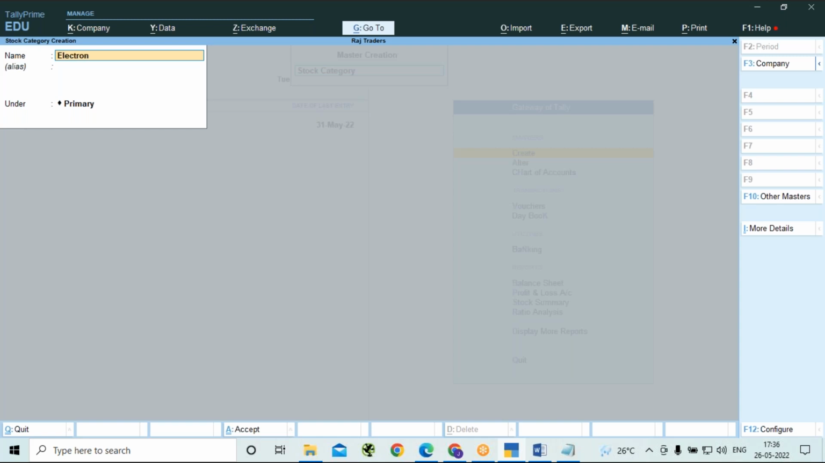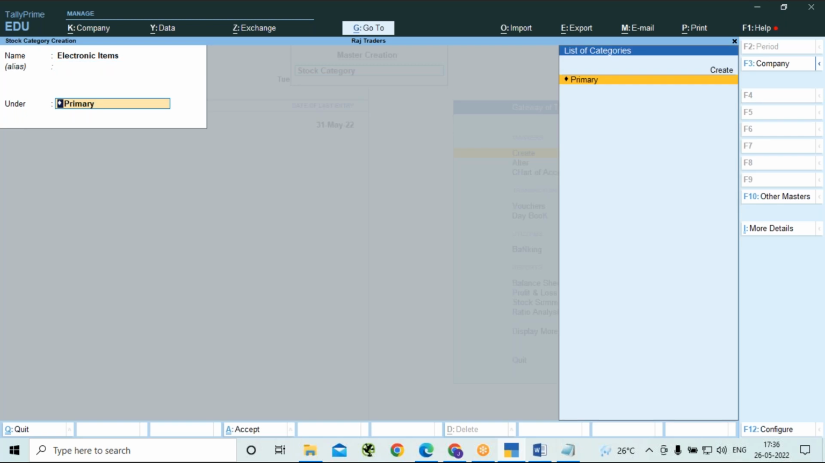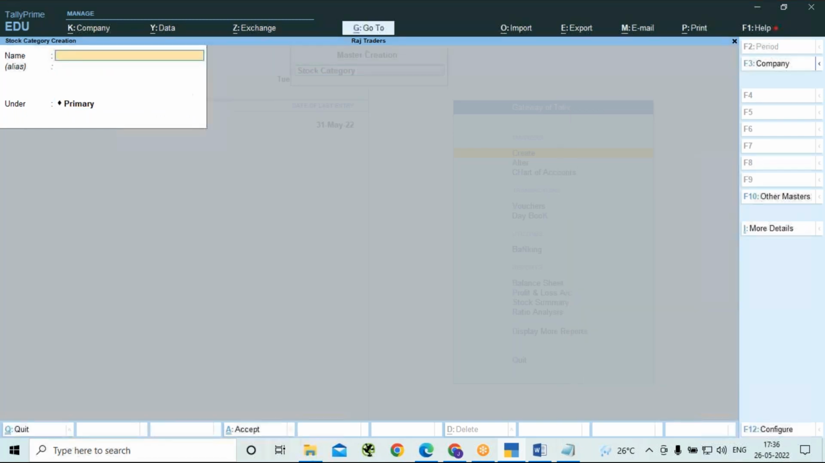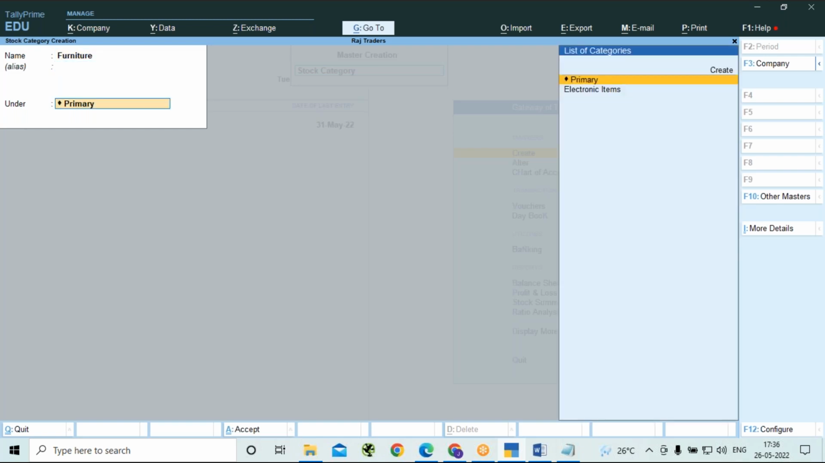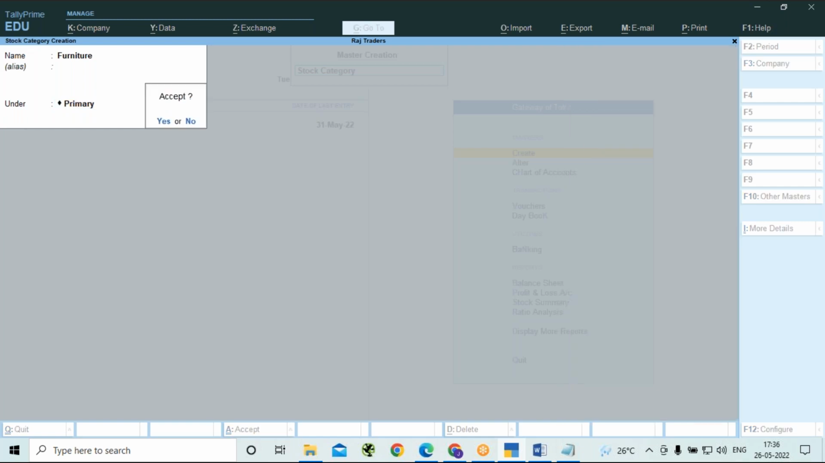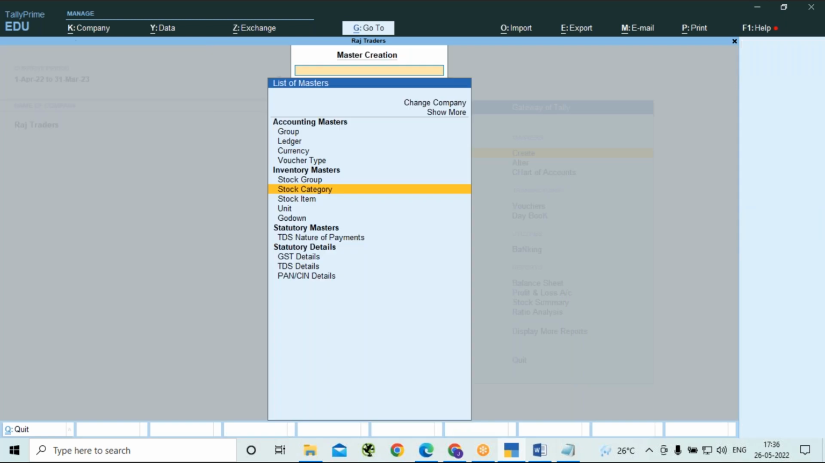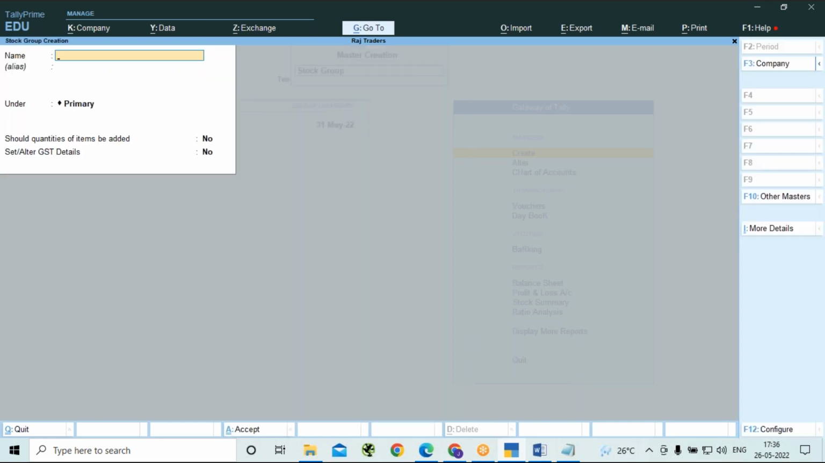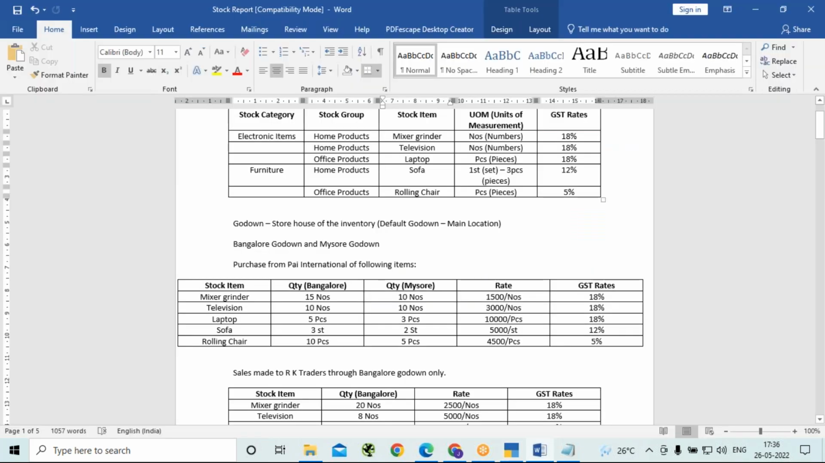So let me create it, electronic items. Let it be under primary, accepted. Then one more category, it was furniture. There is no detail about the GST over here. So let me accept it, both under primary only, accepted. Now the next one, let me create the stock group. So what are the stock groups? It is home products and office products.